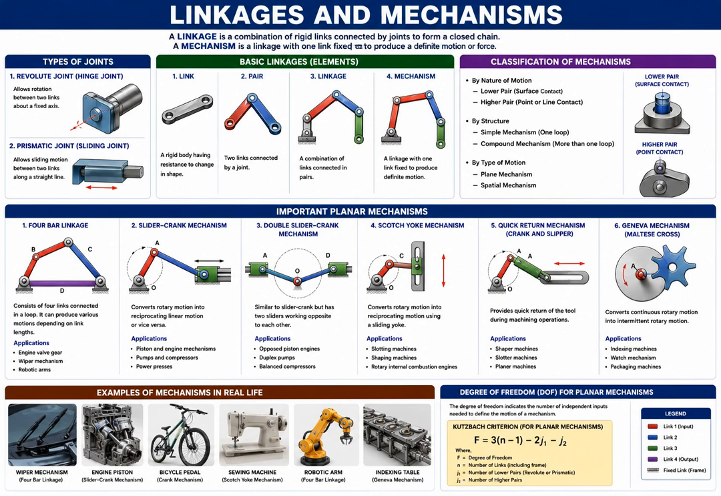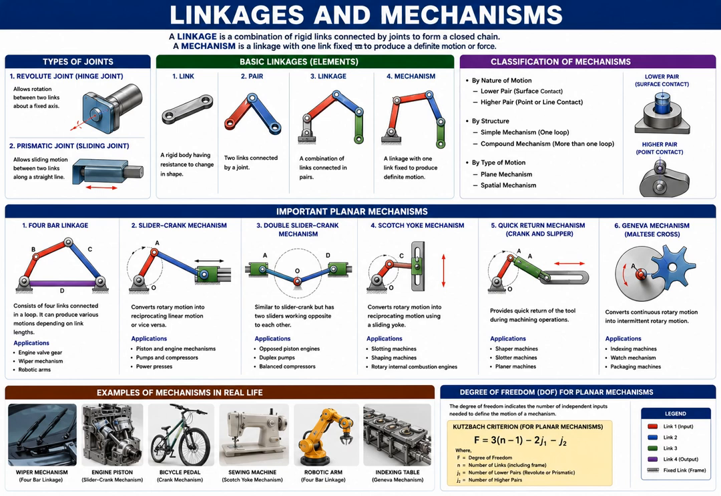Now see the third type, double slider crank mechanism. This uses two sliding joints and is commonly used in pumps and balanced motion systems. Now the fourth type, Scotch yoke mechanism. The Scotch yoke mechanism converts rotary motion into perfectly smooth reciprocating motion. Used in shaping machines and pneumatic actuators.